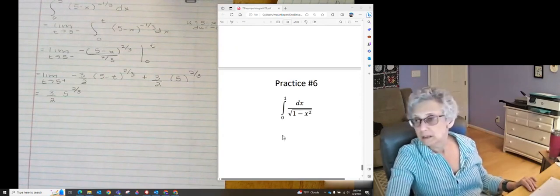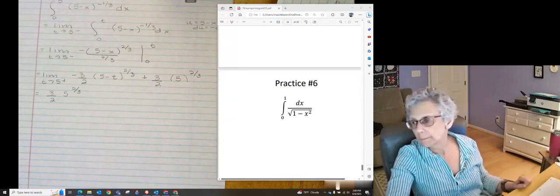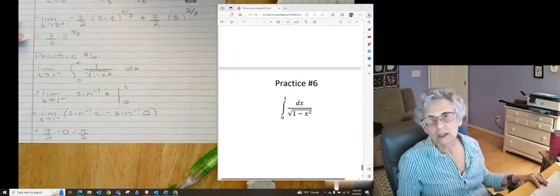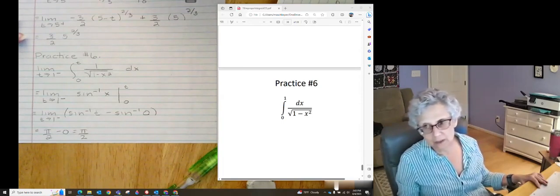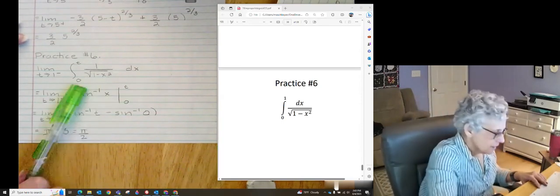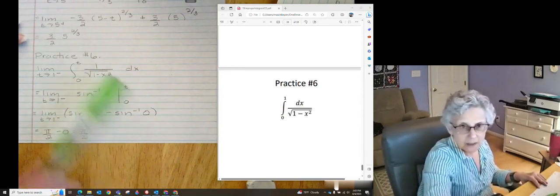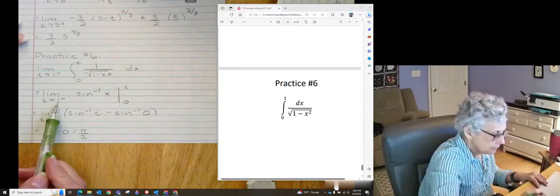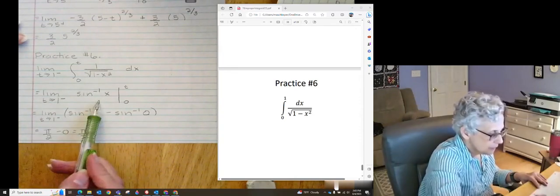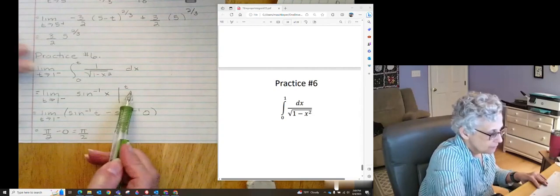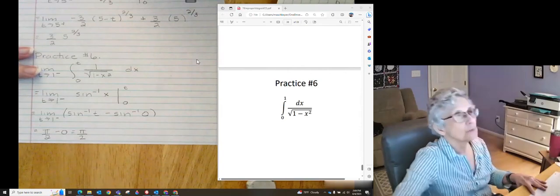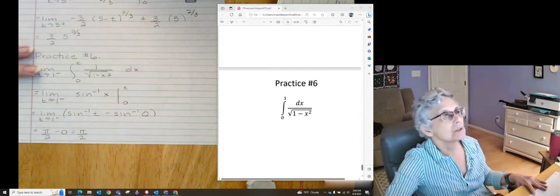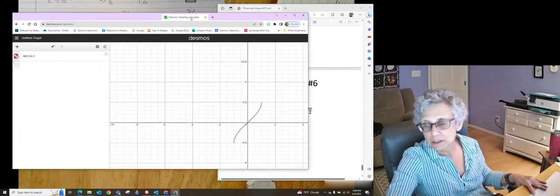Try practice number 6. Where's your bad guy? Your bad guy's at 1. Okay, I admit it. I knew what the answer was, but my drawing of arc sine was not good. So we talked about what the bad guy was. It's at 1. So I have the limit as t approaches 1 from the left of the integral from 0 to t. I'll bring the pretty Desmos picture over to show you.